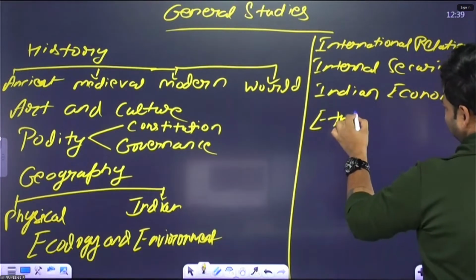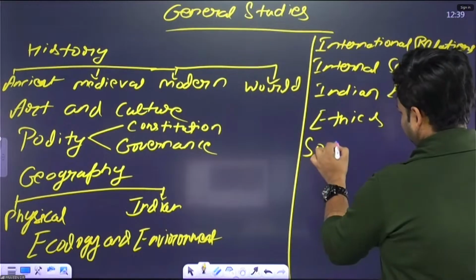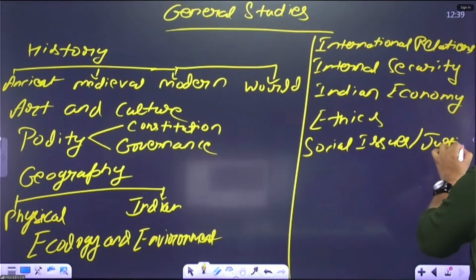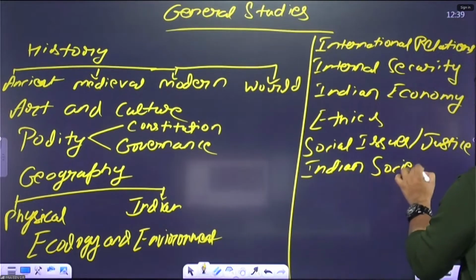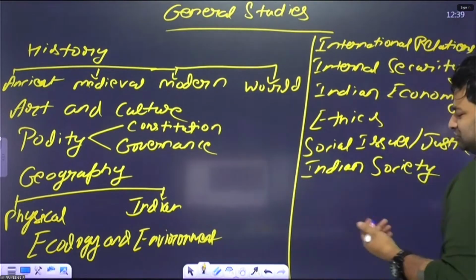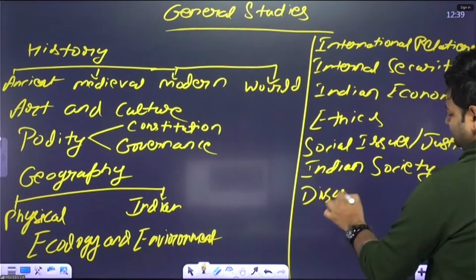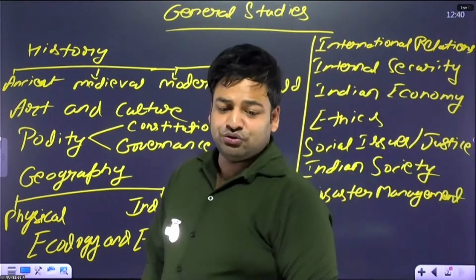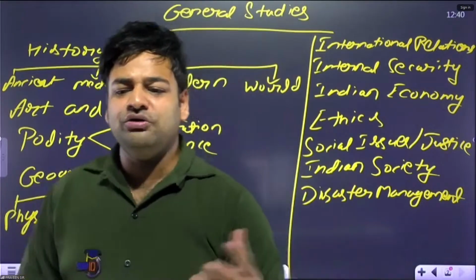Ethics, integrity, and aptitude, GS paper 4 totally. Then I've got some minor subjects like social issues, also social justice, Indian society. These are the minor subjects. And we have got one more, disaster management. So these are the subjects specifically related to our GS subjects.